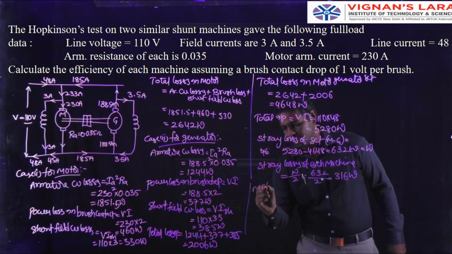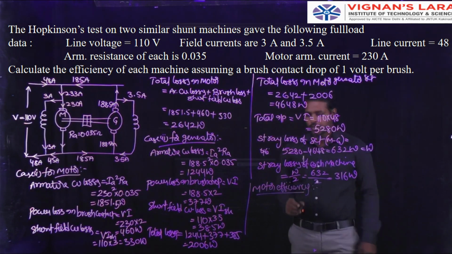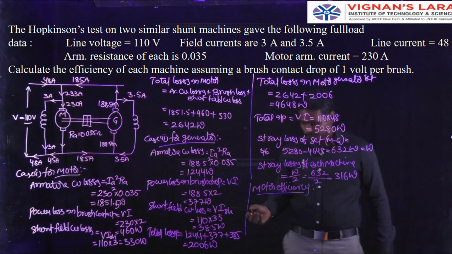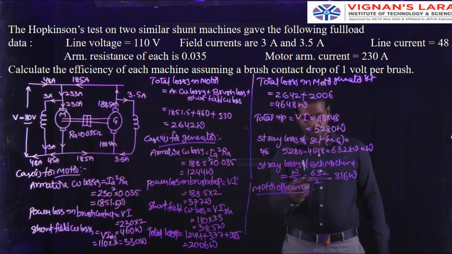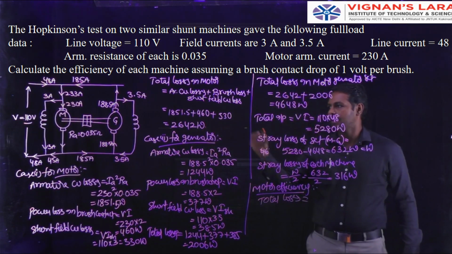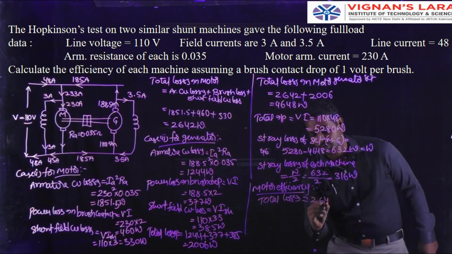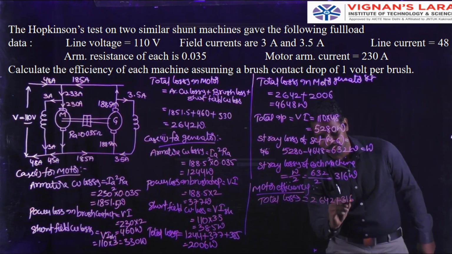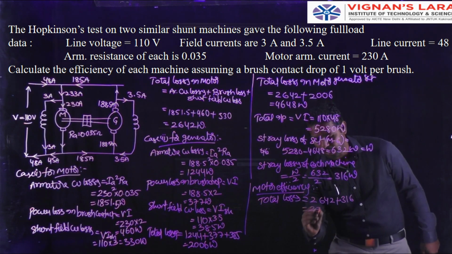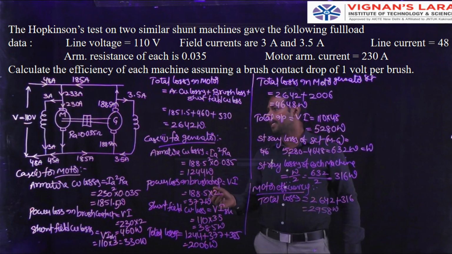So then we can find out the efficiency of a motor. In this, the total losses of a motor are the losses at no load condition, that is the armature copper losses, brush contact drop and shunt field copper losses, equal to 2642, plus stray losses of each machine, which is 316. So which is equal to 2958 watts.